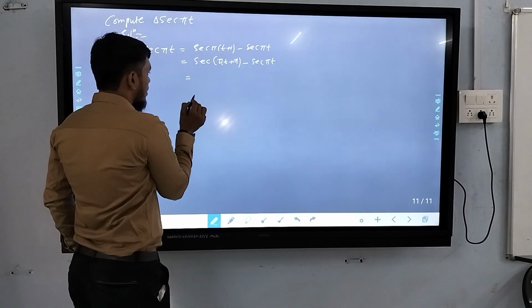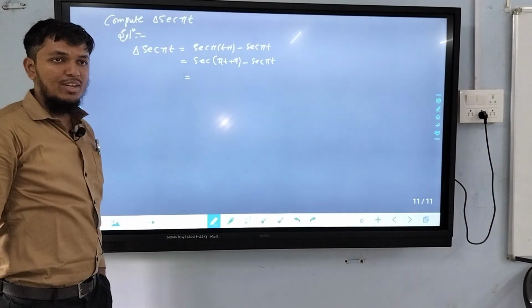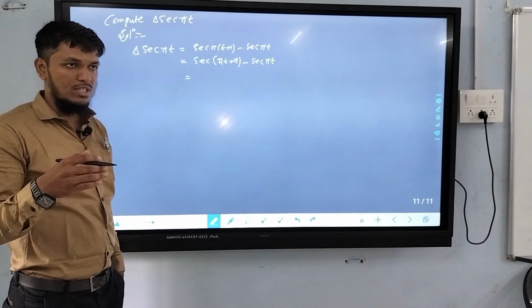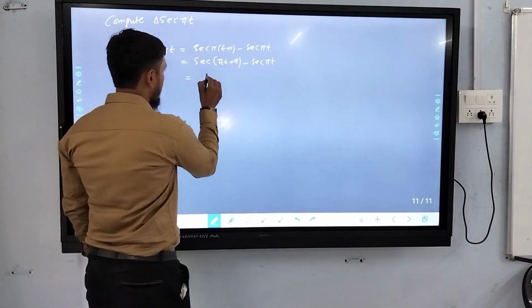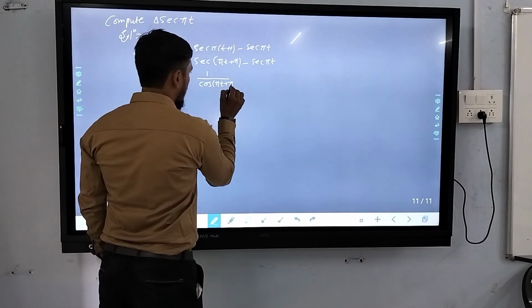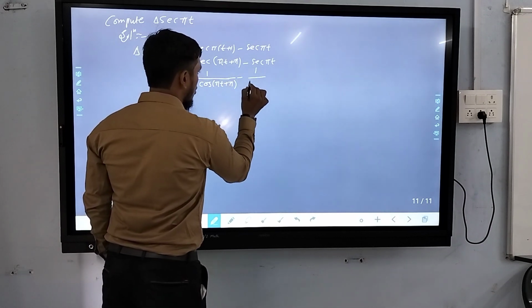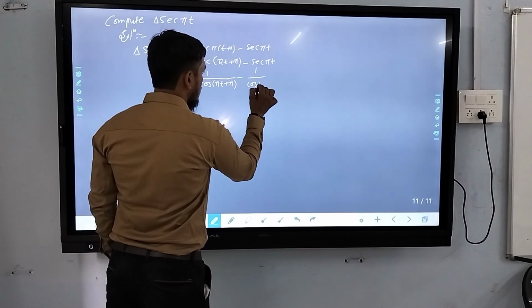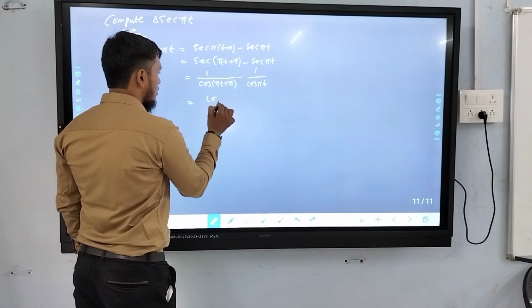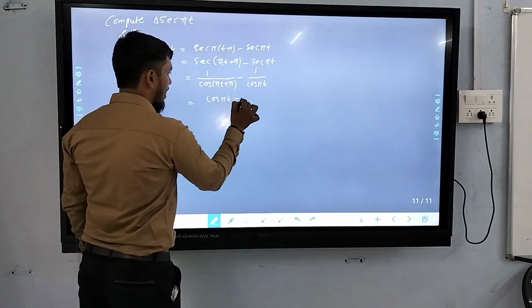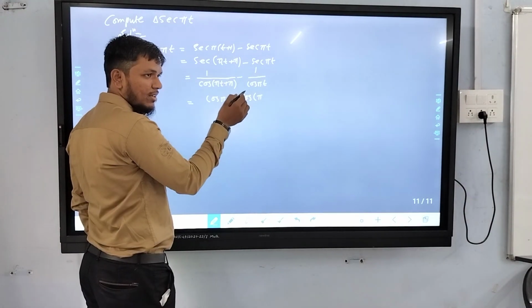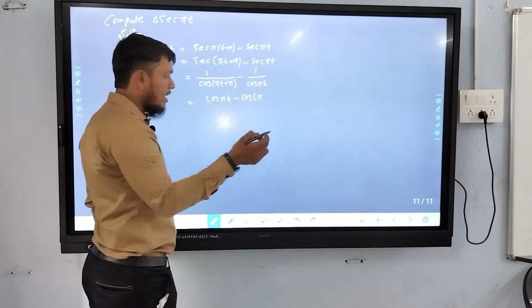You know the definition of the secant function. In trigonometry, the secant function is nothing but 1 upon cosine. So it can be written as 1 upon cos(pi t + pi). Similarly, this is also written as 1 upon cos(pi t). Now cross multiply. So cos(pi t) minus cos(pi t + pi), and you can write pi t + pi is equal to pi + pi t.